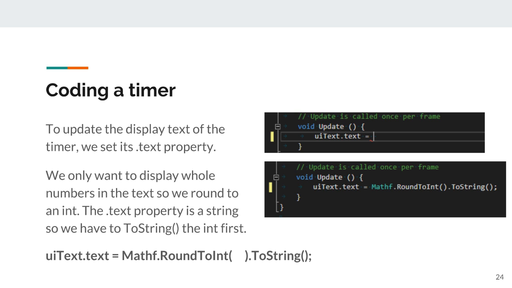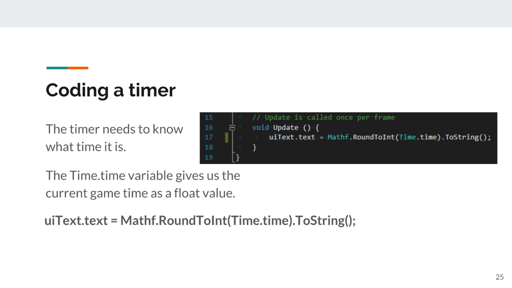So we want to set a whole number to that field, so we're going to use Mathf.RoundToInt. Pretty self-explanatory. It's just going to round whatever number you send into it. And we also want to turn that into a string because that's what the text field is going to accept. So just do uiText.text equals Mathf.RoundToInt.ToString. And of course, we need something to actually round to an int. So we're going to get access to the current in-game time, and that's going to be Time.time. Super self-explanatory. It's just going to give us the current game time as a float value.